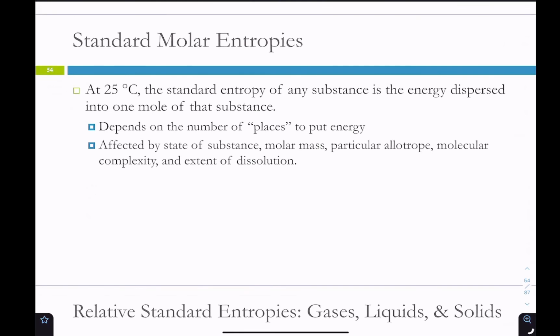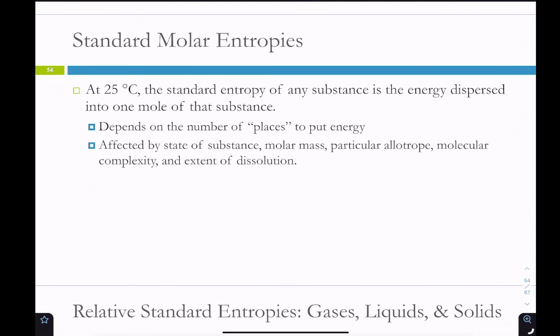So for any of these at 25 degrees C, we calculate the standard entropy of any substance as the energy dispersed into 1 mole of that substance. And this is because entropy is an extensive property. If we had more water, that's more molecules, so more ways that we could arrange all of those molecules. It's an extensive property that depends on how much of the substance you have. And it's affected by a lot of things then.